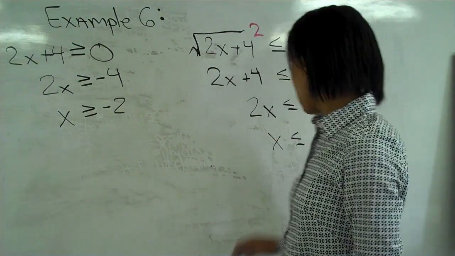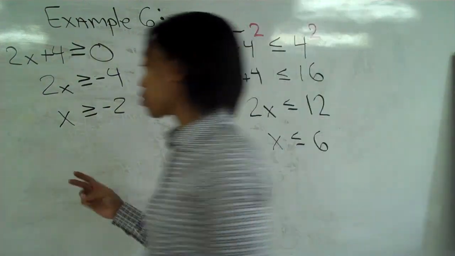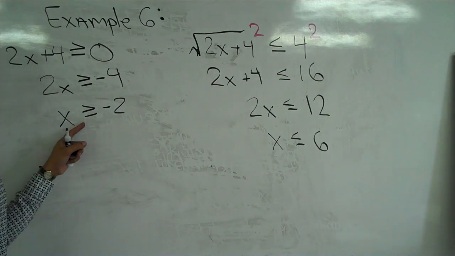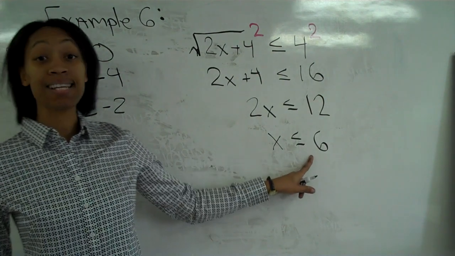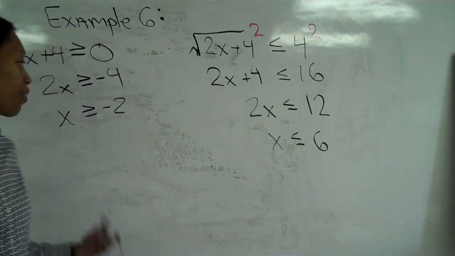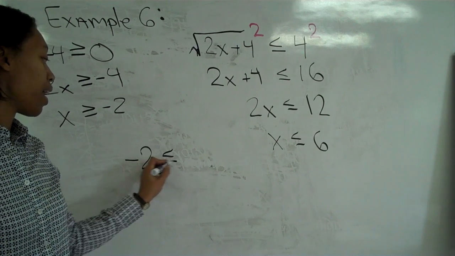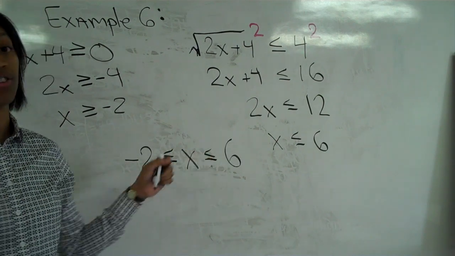Now I'm going to write my answer. My answer has two parts. x is greater than or equal to -2 and less than or equal to 6. I'm going to go ahead and write that as a compound inequality: x is between -2 and 6.